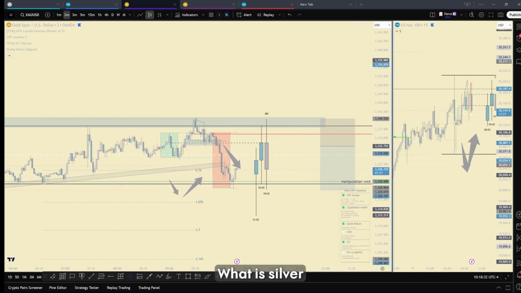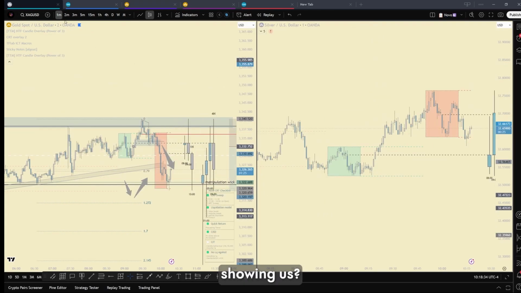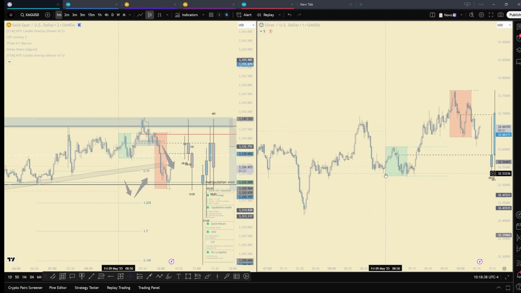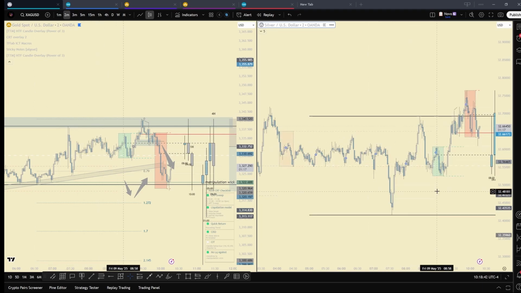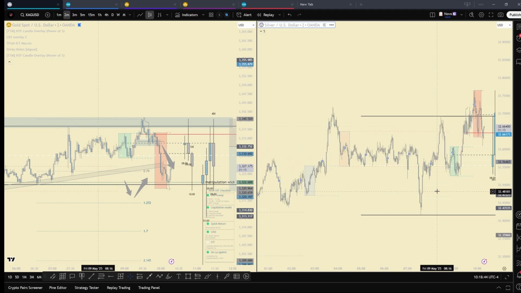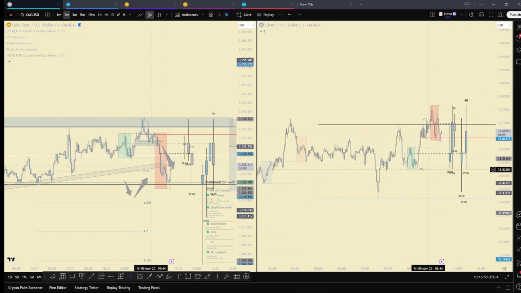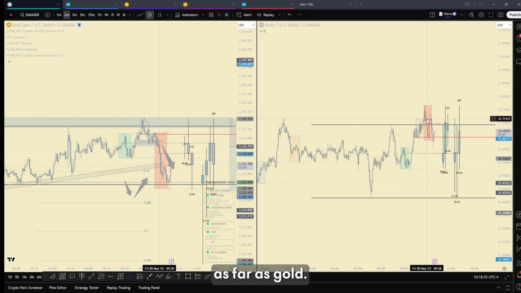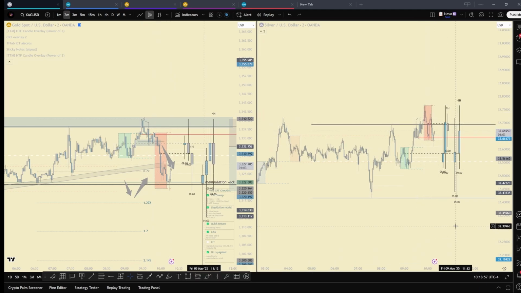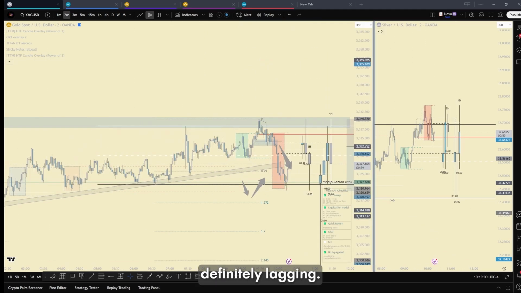What is silver showing us? Let's see if it's silver. Oh, silver is nowhere near as far as gold. Definitely, one is lagging.